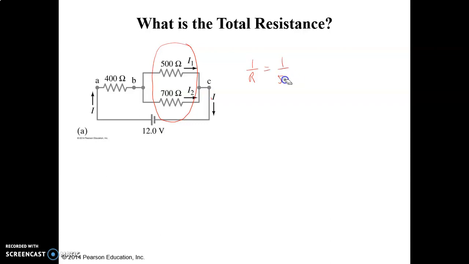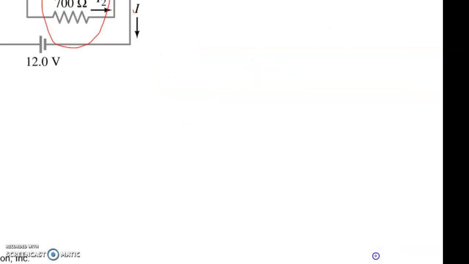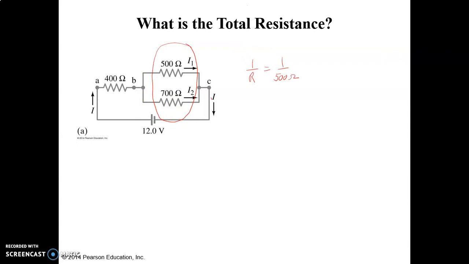Oop, trying to write on a computer. Try it again. So the parallel equation is 1 over the resistance equals 1 over R1. Excuse me, I don't know what I just did. I zoomed in apparently. There we go. Plus 1 over the other resistor.